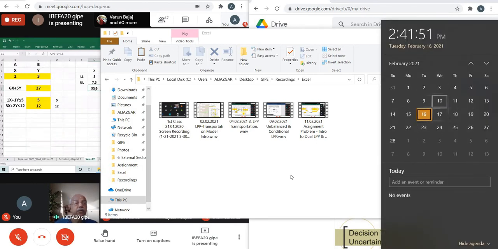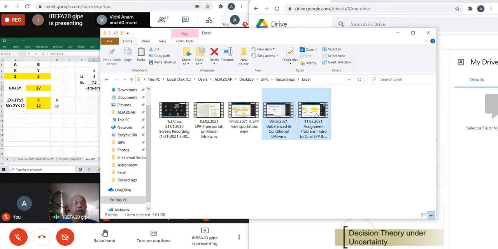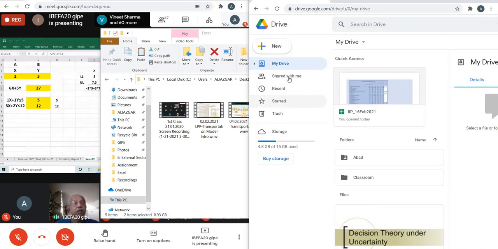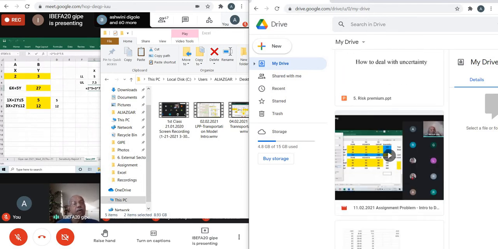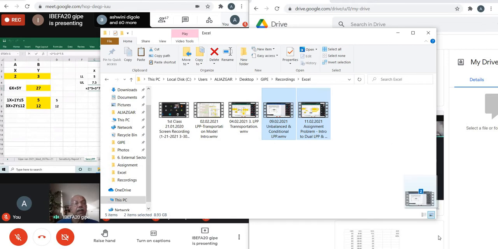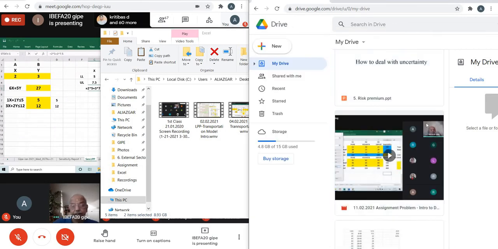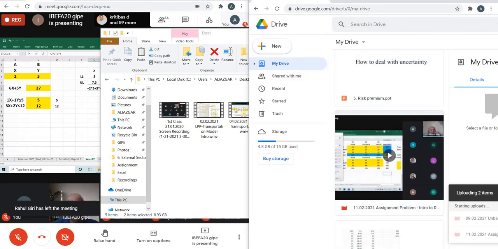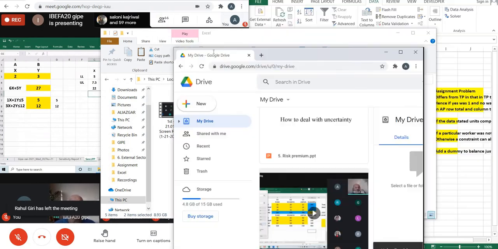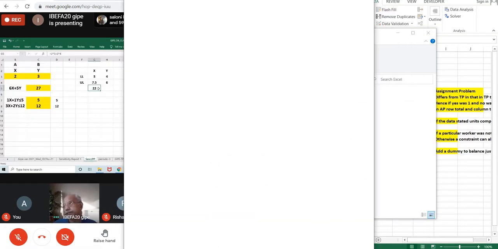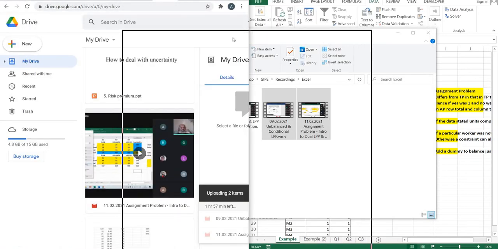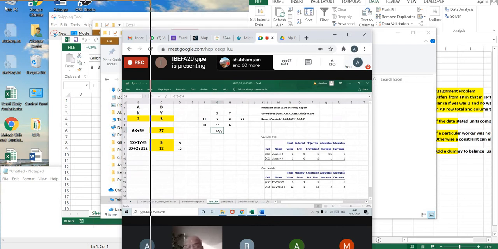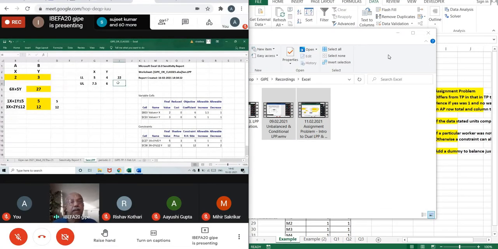Sir, sorry, why? Y will be 4. 2 multiplied by 5 and 4 multiplied by 3. Yeah. 22 is the profit. 22 is the profit for the lower limits. Let us see the upper limit.